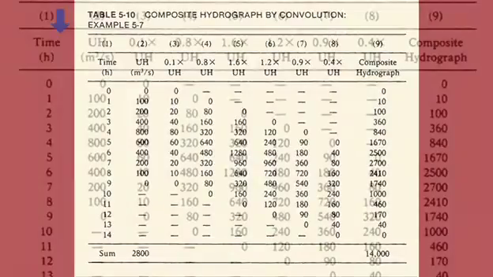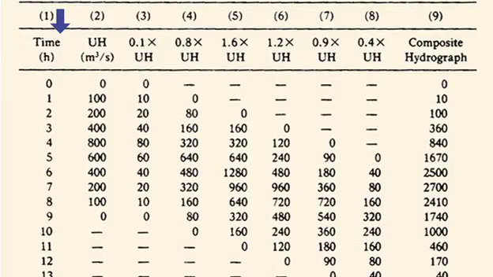The procedure is illustrated in this table. Column 1 shows the time in hours. Column 2 shows the unit hydrograph ordinates. The headings of columns 3 to 8 show the hourly values of the effective storm hydrograph. Column 3 shows the product of the first hour rainfall depth times the unit hydrograph ordinates of column 2. Column 4 shows the product of the second hour rainfall depth times the unit hydrograph ordinates of column 2, lagged 1 hour with respect to column 3.